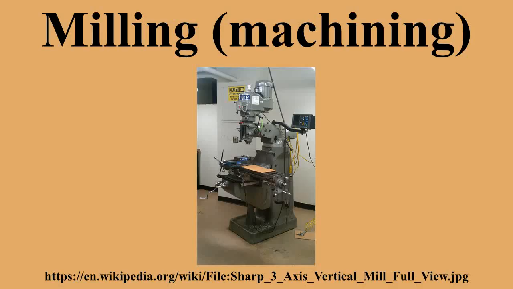CNC machines can exist in virtually any of the forms of manual machinery, like horizontal mills. The most advanced CNC milling machines, the multi-axis machines, add 2 more axes in addition to the 3 normal axes.